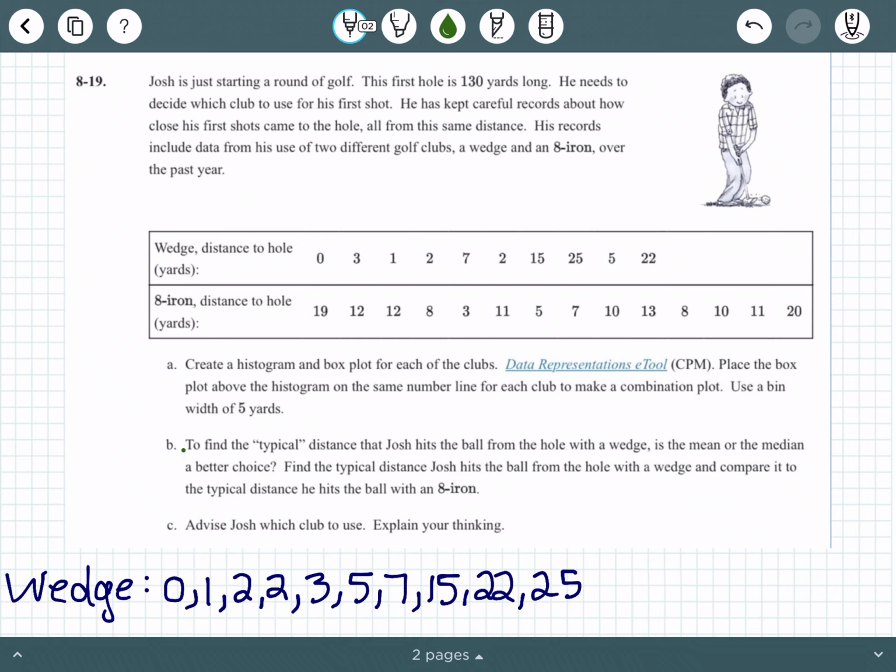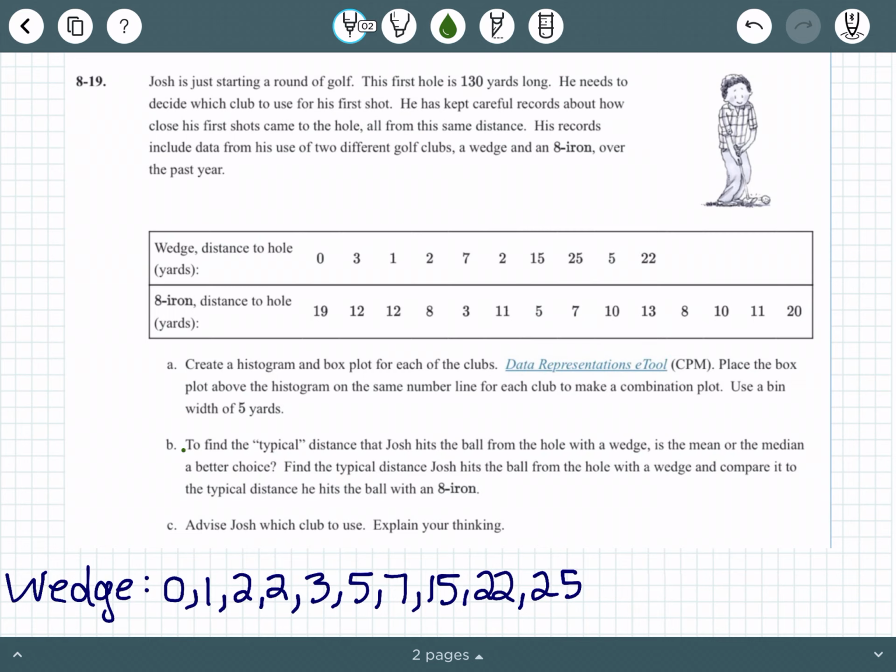His records include data from his use of 2 different golf clubs, a wedge and an 8-iron, over the past year. So part A tells us to create a histogram and box plot for each of the clubs. Place the box plot above the histogram on the same number line for each club to make a combination plot. Use a bin width of 5 yards.